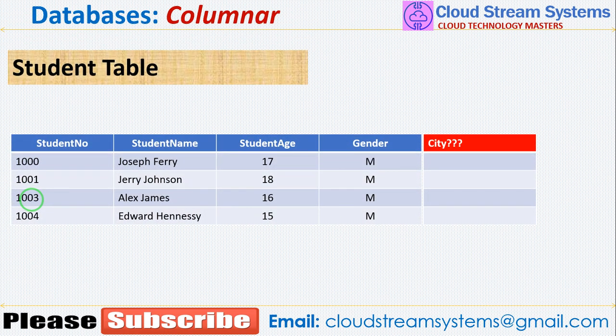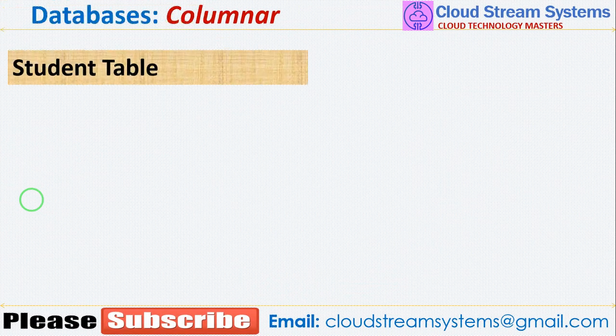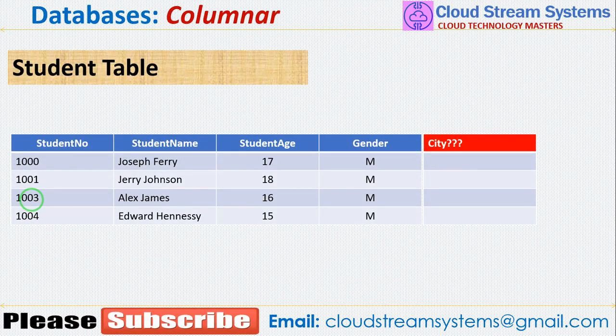Okay, so it's entirely different if you think about columnar databases. Let us take the student table again, just as an example, of how it's going to work in the background. If you need the student name and student age, the other columns it completely ignores. It just looks for student name and student age.